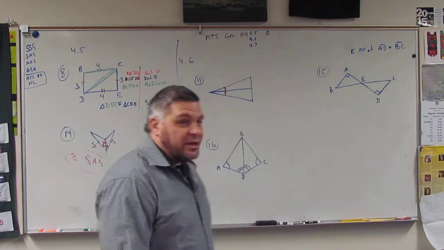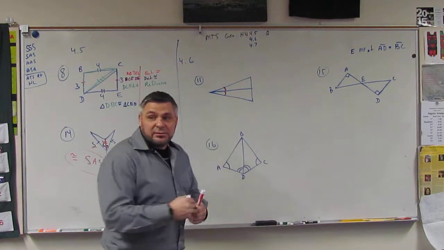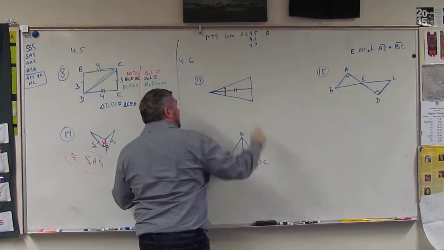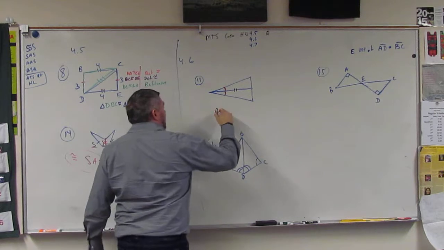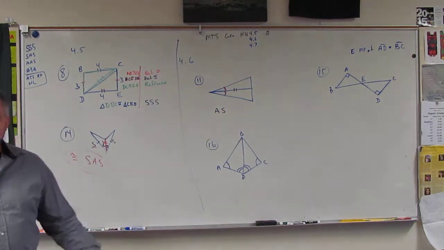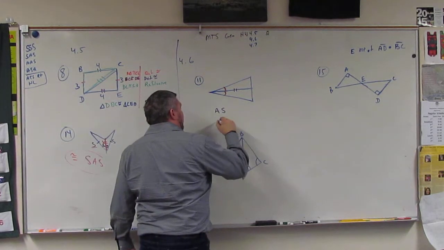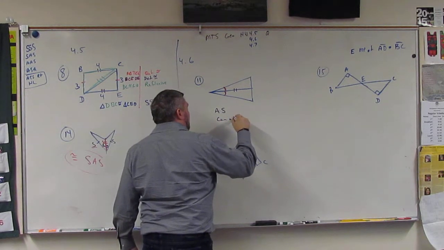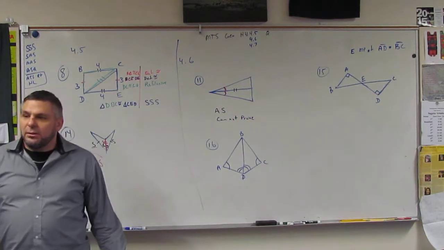No, we don't have anything else. So we have angles and we have a side, right? We know that we have an angle and a side. Is that enough? No. So we cannot prove it. Cannot prove.